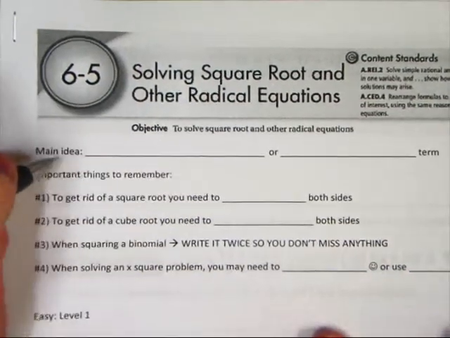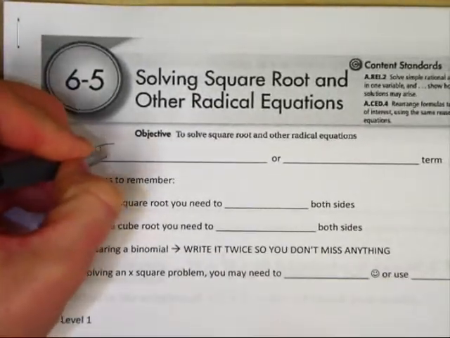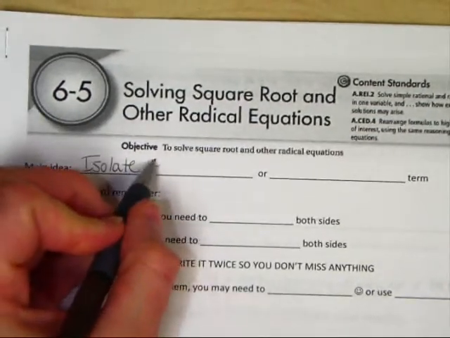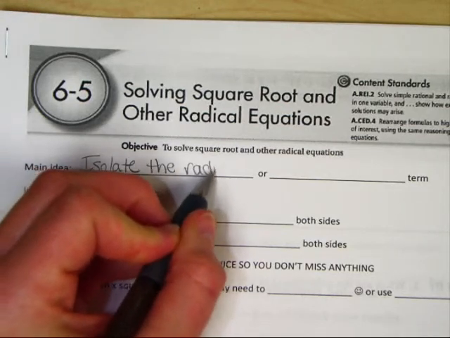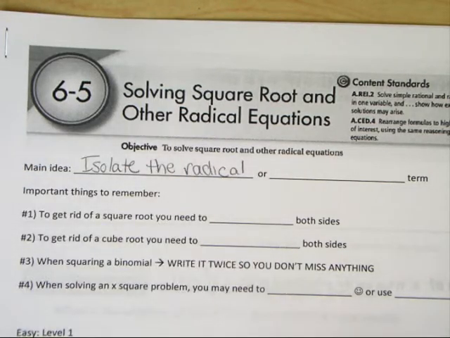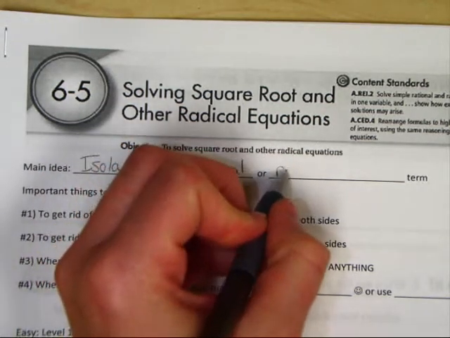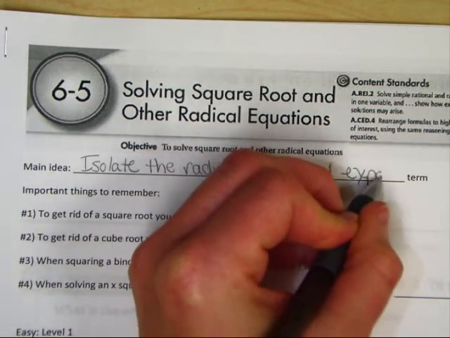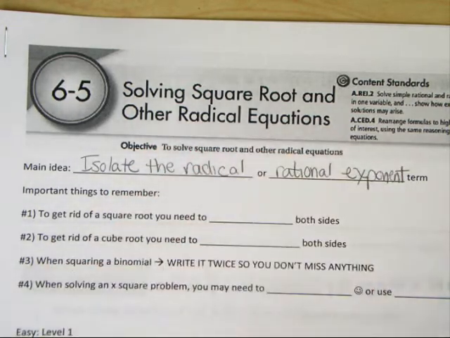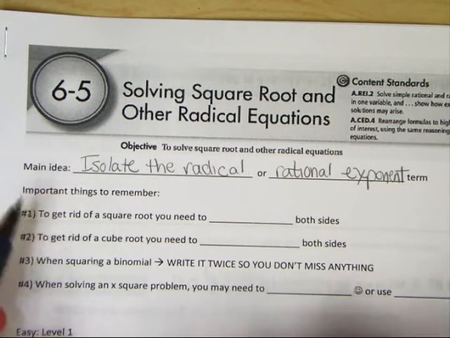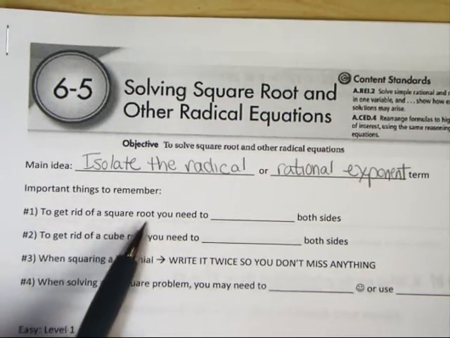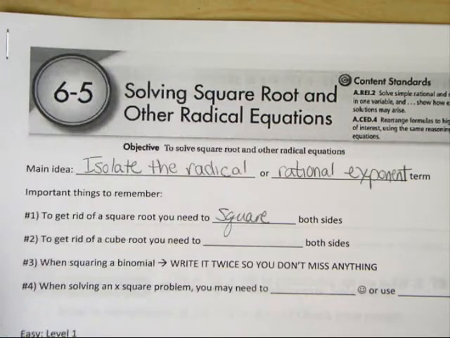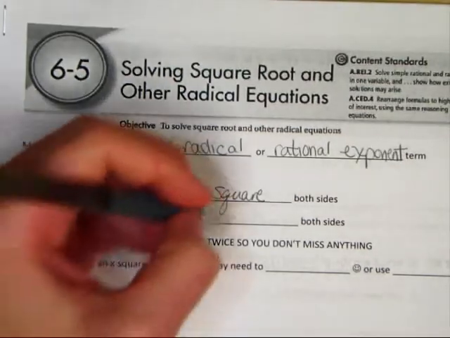Your main idea is this: isolate the radical or the rational exponent term. The first thing I want you to remember is that in order to get rid of a square root, you would need to square both sides. It's the opposite. In order to get rid of a cube root, you would need to cube both sides.